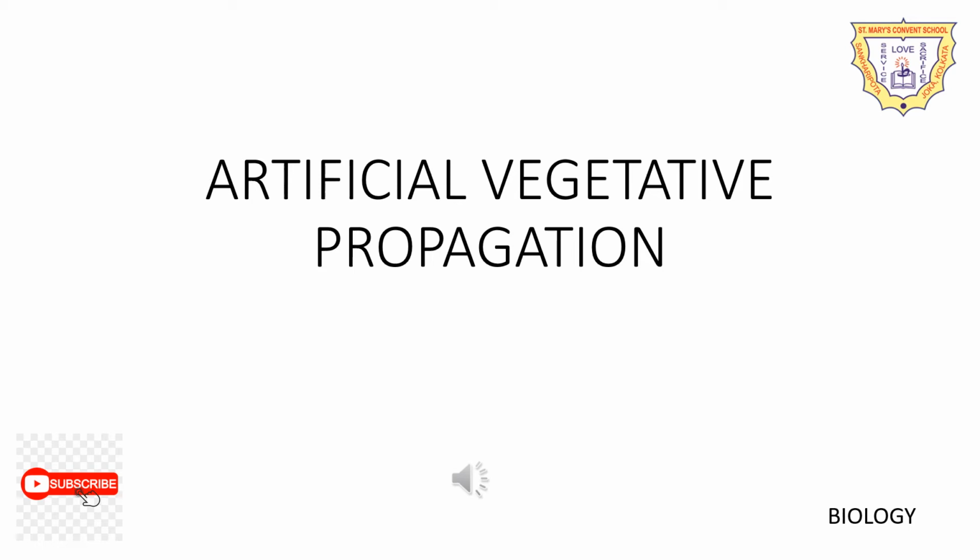In today's class, we are going to discuss the methods of artificial vegetative propagation. Previously, we learned about natural vegetative propagation, which included the reproduction of plants by stems, roots and leaves. Nowadays, farmers and horticulturists have developed certain artificial methods of vegetative propagation, and today we are going to learn about them.